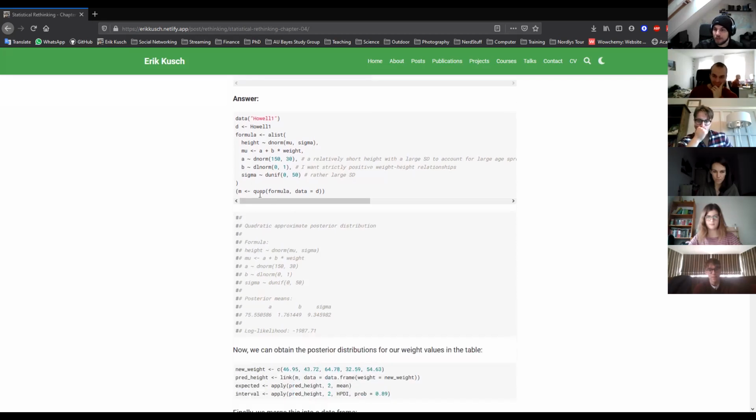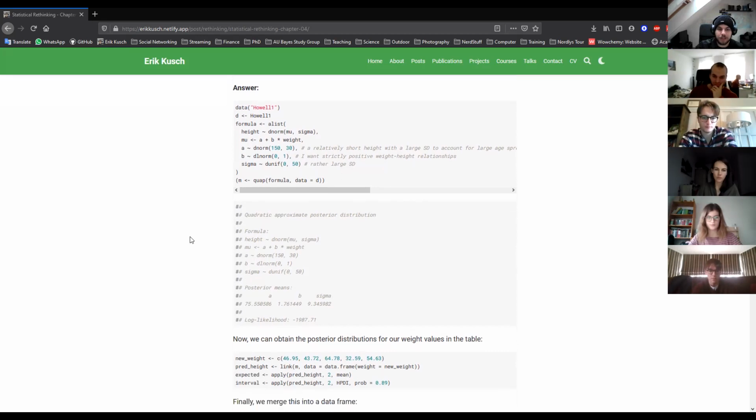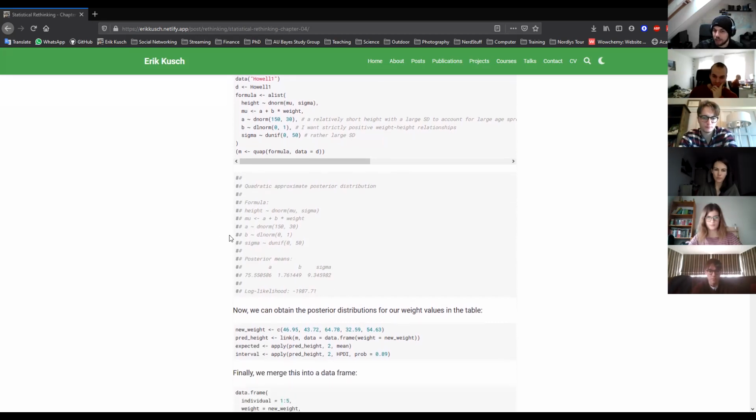Then I plug this all into my quadratic approximation with my formula, and then the data set D. I save this as an object and print it at the same time. That's why I put these brackets around this entire thing. And I get my output right there.